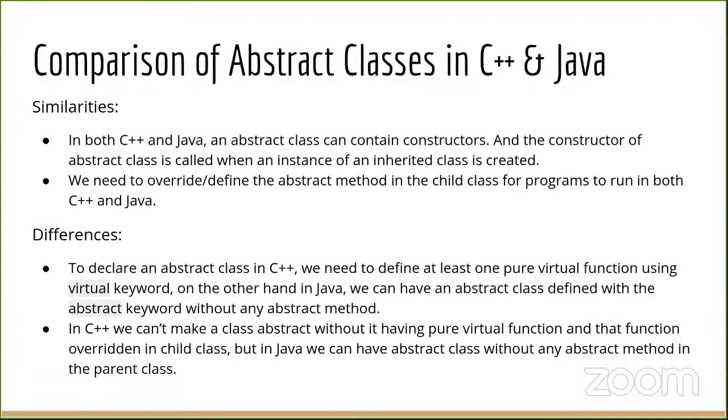And the main differences are that in C++, for a class to be called an abstract class, we need to define at least one pure virtual function using the virtual keyword. But in Java, we can create the abstract class by using the abstract keyword only. And another main difference is that in C++ we can't have an abstract class without any virtual methods, but in Java we can have abstract classes without any abstract methods in them.